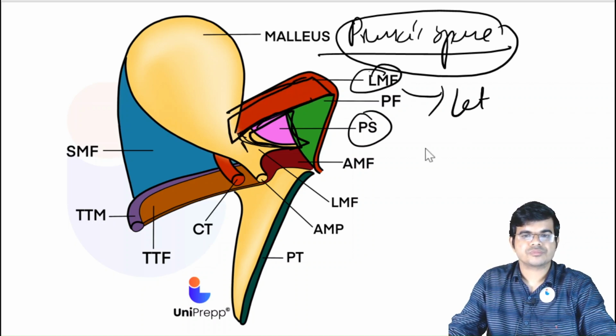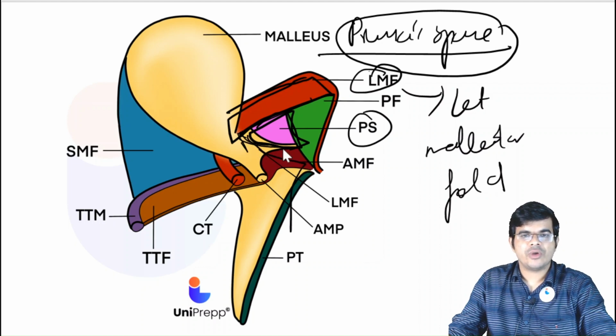Okay, superiorly you have the lateral malleolar fold, inferiorly you have the lateral process of malleus. Okay, the floor is formed by the neck. This is the neck of malleus, right? So this is forming the floor.